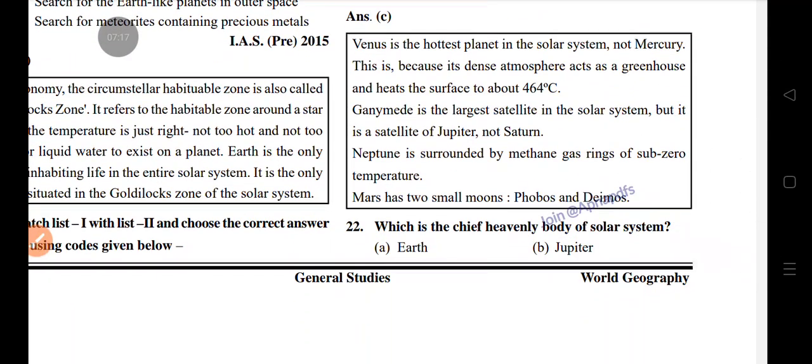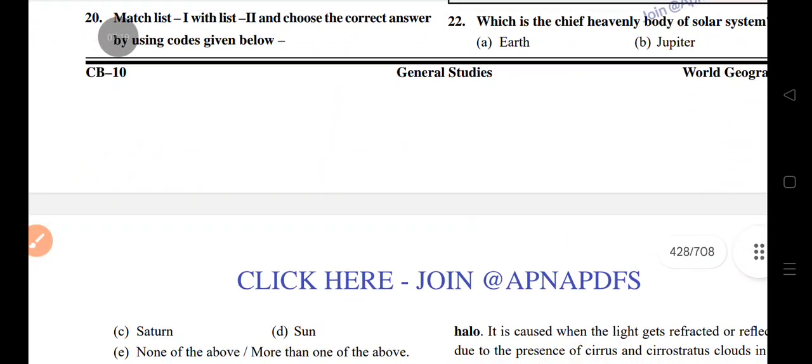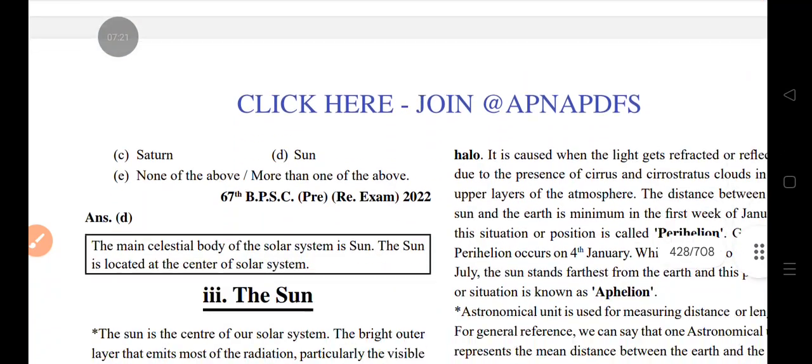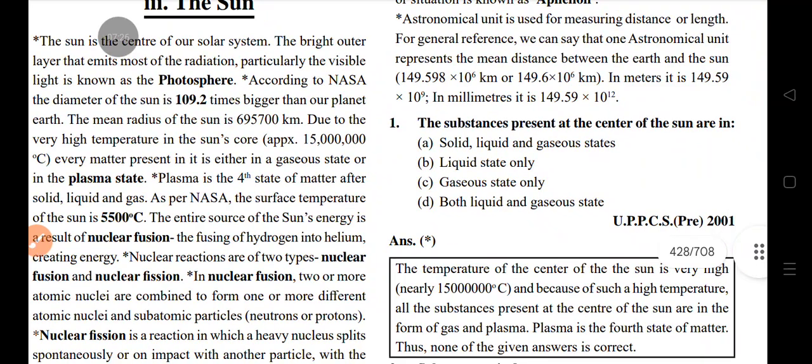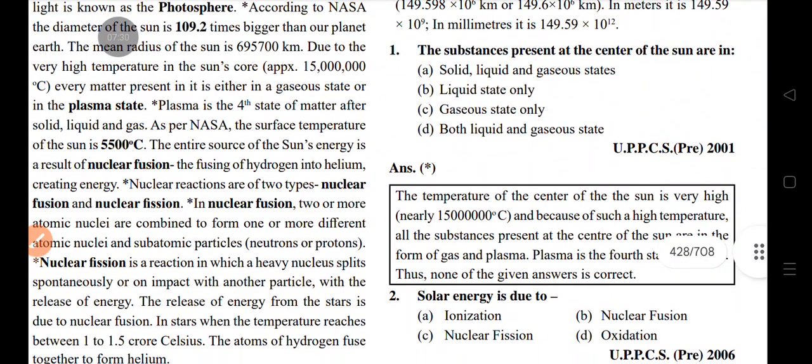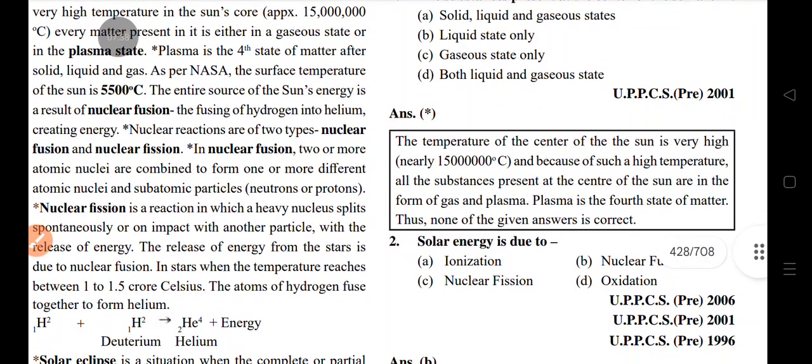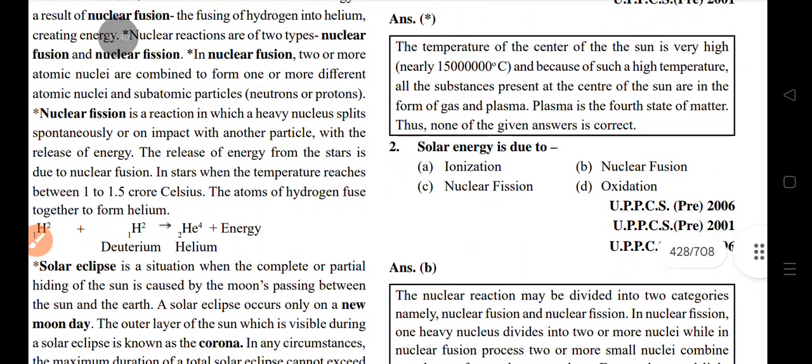The chief heavenly body of the solar system is the Sun. The substance at the center of the Sun is at very high temperature. The Sun is in the form of gas and plasma. Solar energy is due to nuclear fusion.